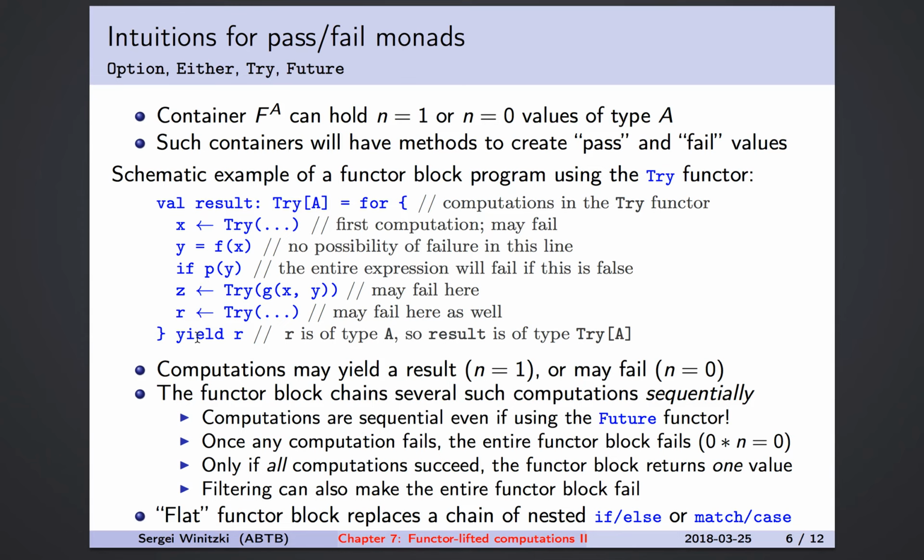So the benefit of using the for yield syntax with a type constructor such as option, either, try, and future is that you don't need to write code with nested if, else, or match case expressions. You could have written this code with just match case. First you compute this try, then you match the result. If it's successful, then you get an X. Then you compute this. Then if this is successful, then you compute this, and so on. And you match on the result. So it will be a bunch of nested if, else, or a bunch of nested match case.